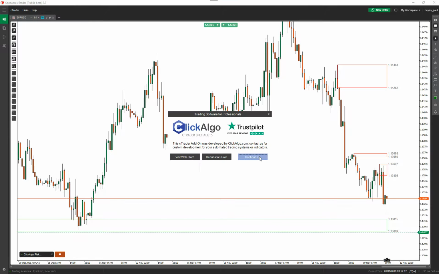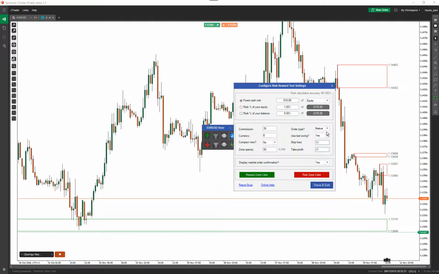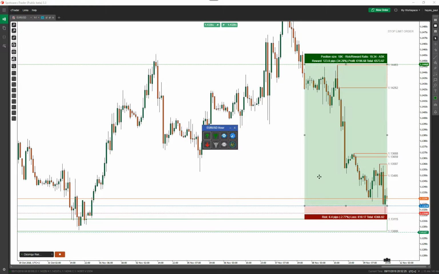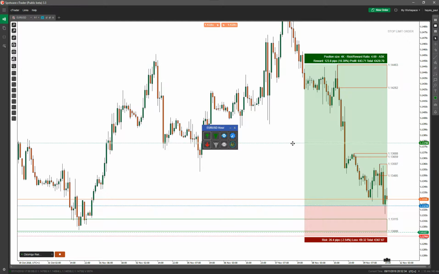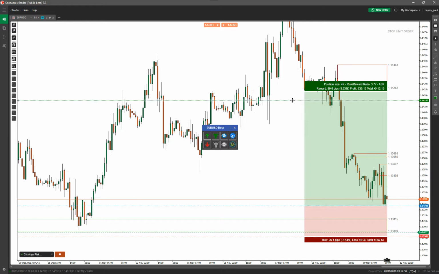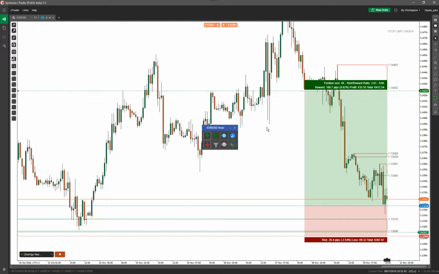So if I open up the tool and make sure I've got market, I'm going to go to limit order. It's going to be a buy. I'm going to set the stop loss to be just outside this zone. I'm going to set my take profit right up here below this resistance zone. It's quite a strong one, reasonable. So I'm going to put it about there.